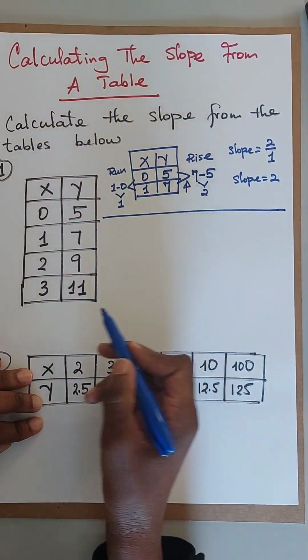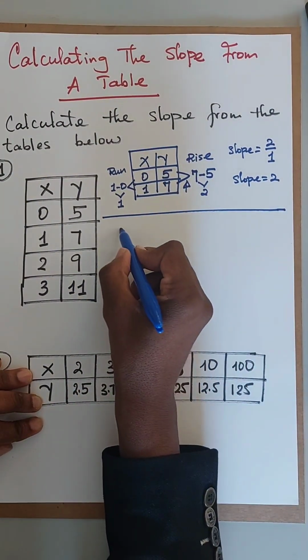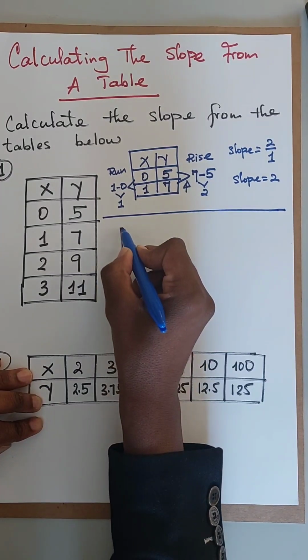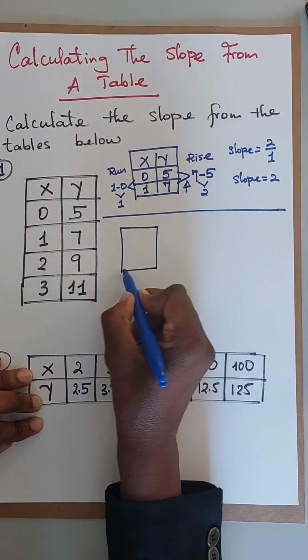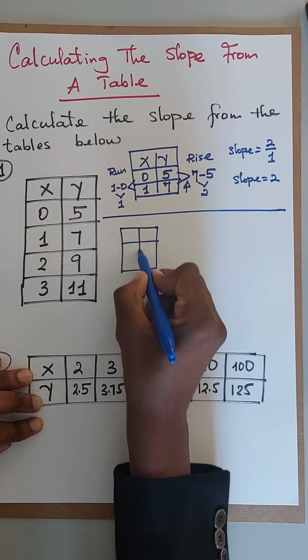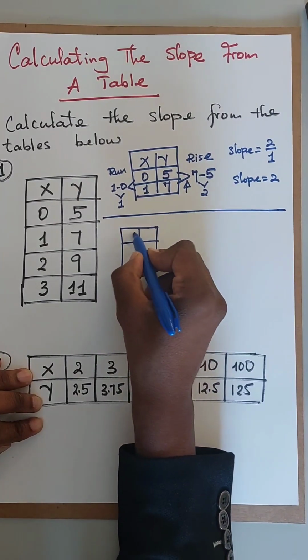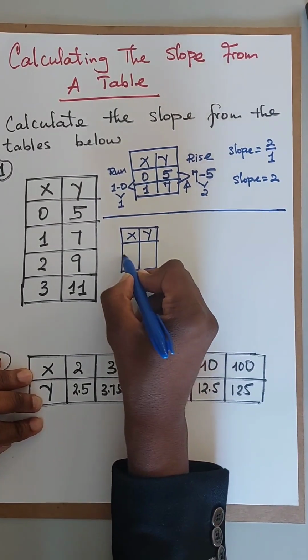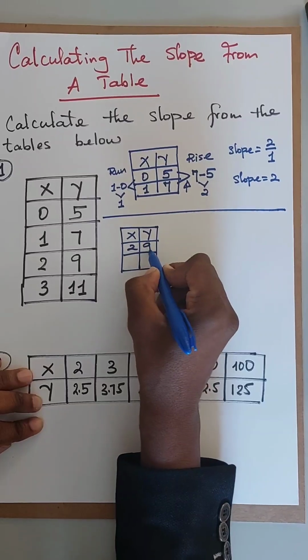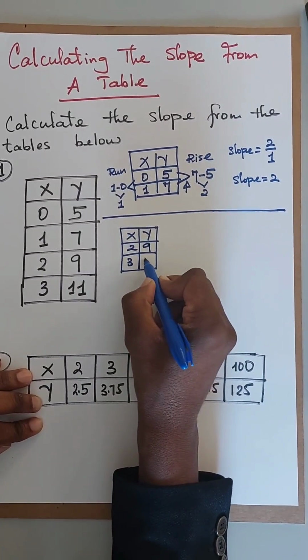Let's take 2, 9 and 3, 11. Let's say you were working with 2, 9 and 3, 11. And you made a smaller table with just those 2 points. So you have x and y. You have 2, 9, and then you have 3, 11.